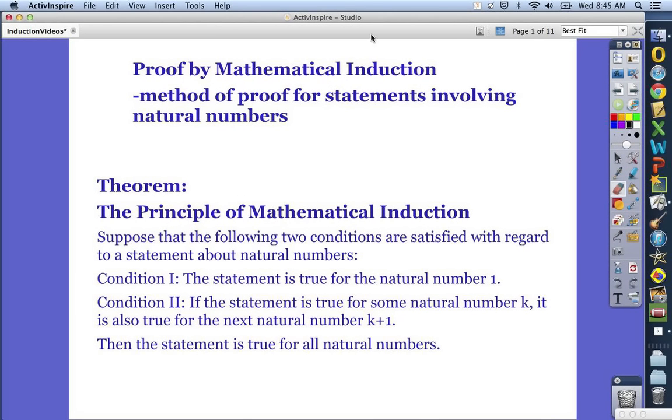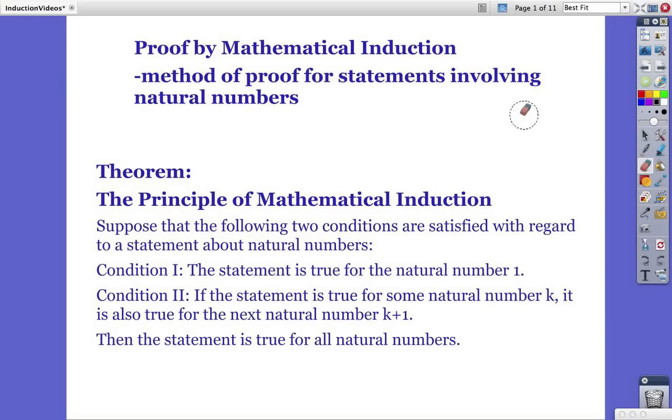This video will be an introduction to proof by mathematical induction. The method of proof by mathematical induction is only valid for statements involving natural numbers. The natural numbers would be the numbers 1, 2, 3, 4, 5, 6, 7, 8, 9, 10, 11, and so on. You would not include any numbers that would include decimals or fractions or radicals or anything of that nature. Another name for the natural numbers would be the counting numbers.